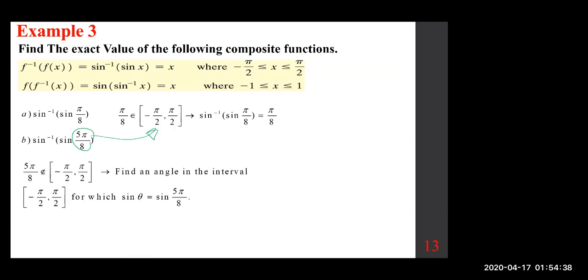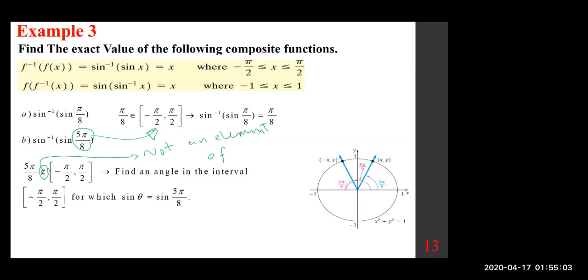You have to find an angle in the interval. 5 pi, by the way, this means, I hope everybody remembers, not an element of. It is not an element, it's not in between. And because it's not in between, take a look at the graph, okay?